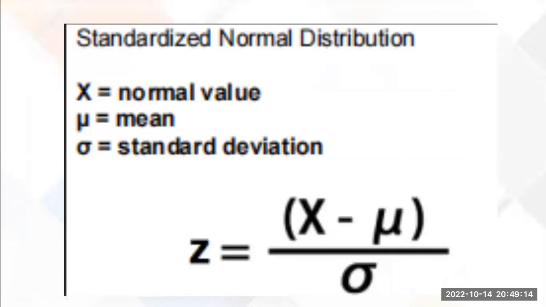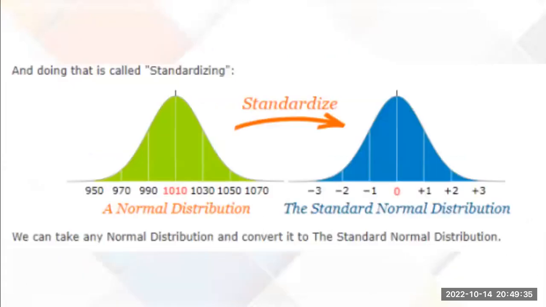There are cases na ang given is the normal value or the x. So you need to convert it into a standardized value. For the formula, we have z is equal to the normal value minus the mean, divided by the standard deviation. In doing that, that is called standardizing.